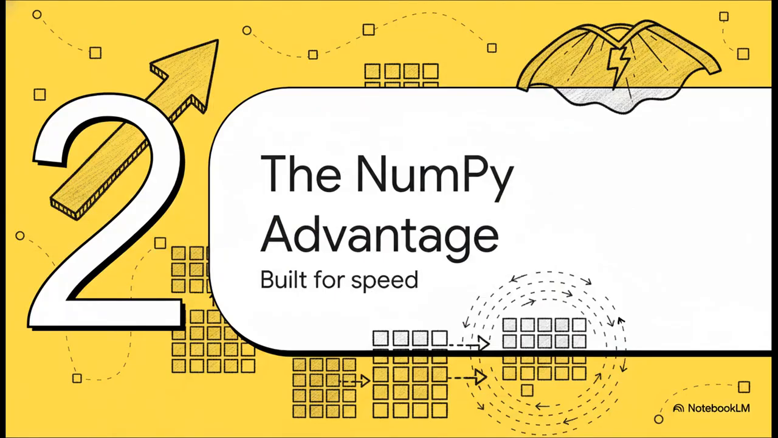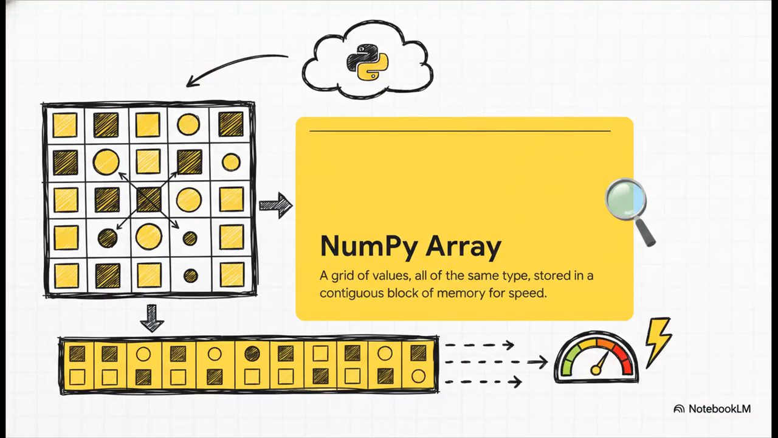So how do we get around this? Well, this is where the hero of our story comes in, the NumPy array. And trust me, it's a completely different way of thinking about your data. It absolutely changes the game. Okay, so what is a NumPy array? It's basically a grid of values, but it has two really important rules. First rule, everything in the array has to be the same type of data. All numbers have to be integers or they all have to be floats. No mixing and matching. Second rule, and this is the big one. All those values are stored right next to each other in one continuous block in your computer's memory.